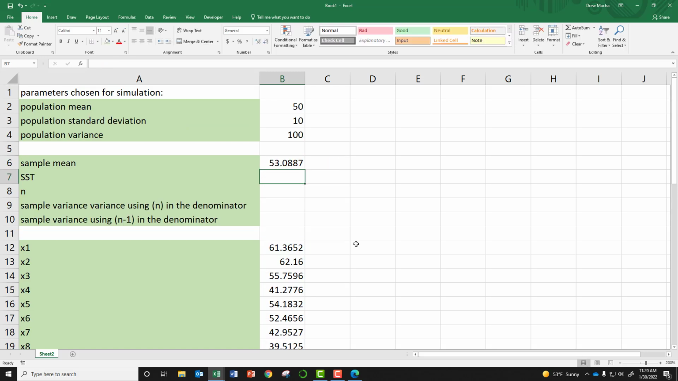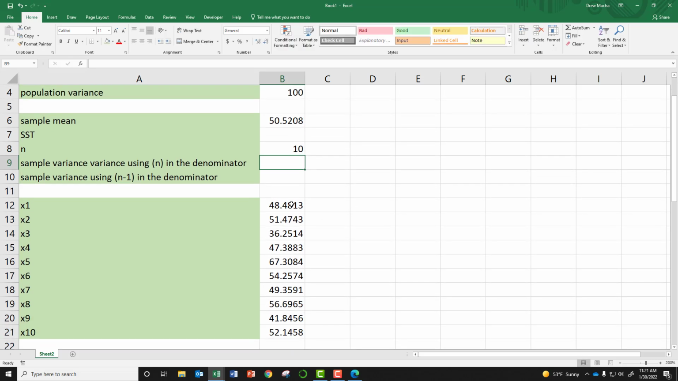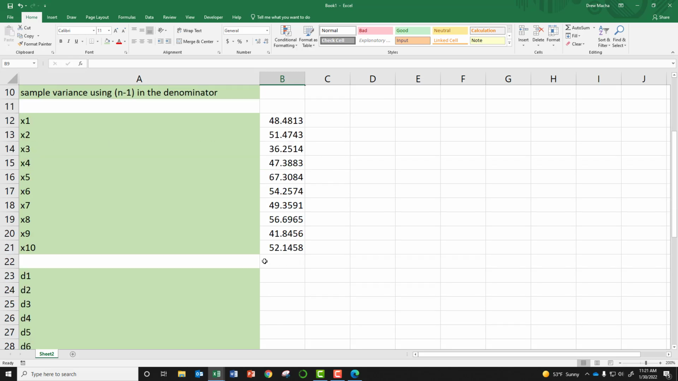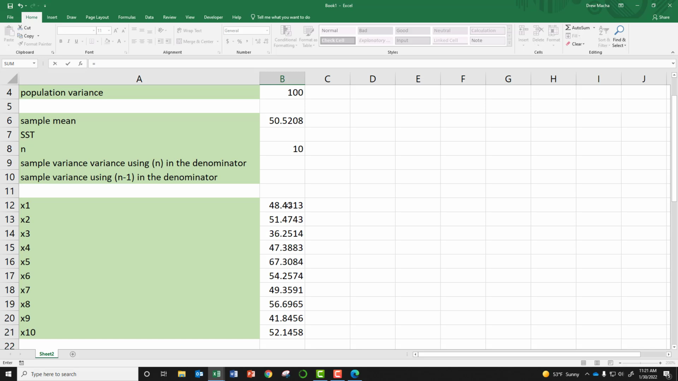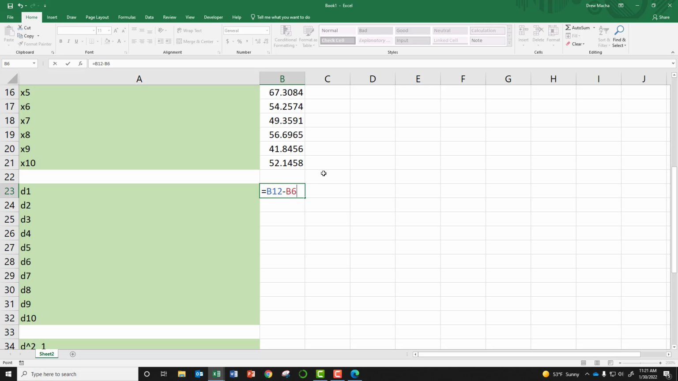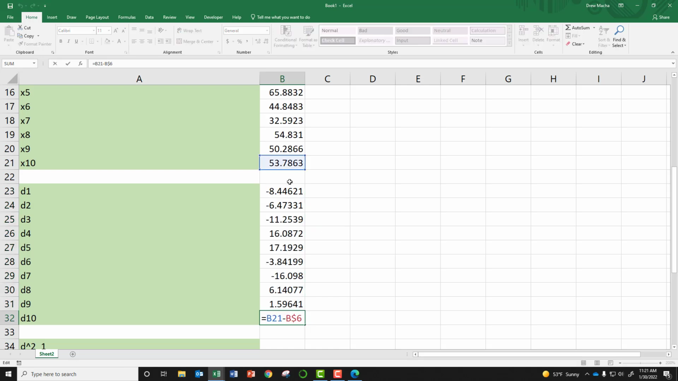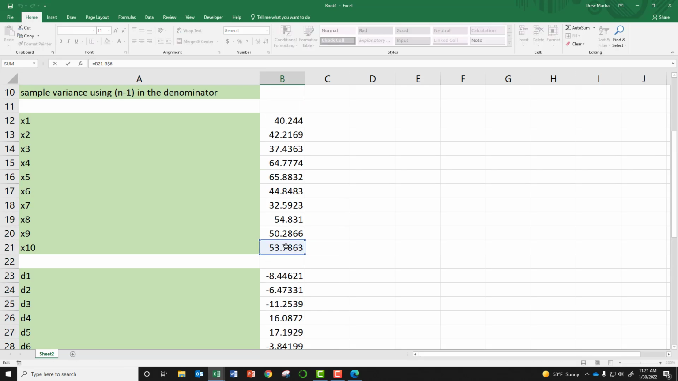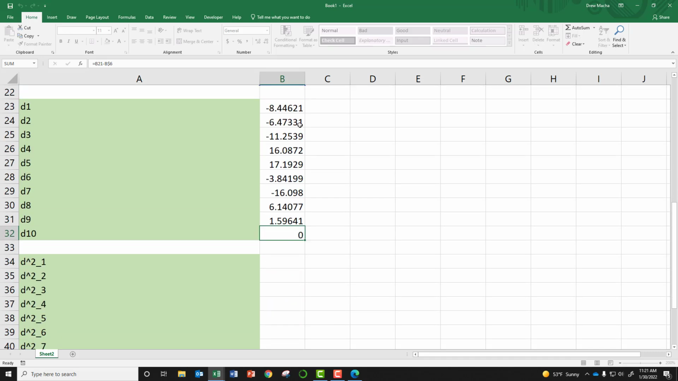The SST, we're going to calculate that later. N will be 10. Of course, I've generated 10 measurements. And now we can calculate deviations, right? So the deviation is nothing but the measurement minus the mean, or the sample mean. And I'm going to lock the row reference, the B6, in place with a $ sign, so that way the row won't change when I drag this down. So this deviation 10 will be measurement 10 minus sample mean.